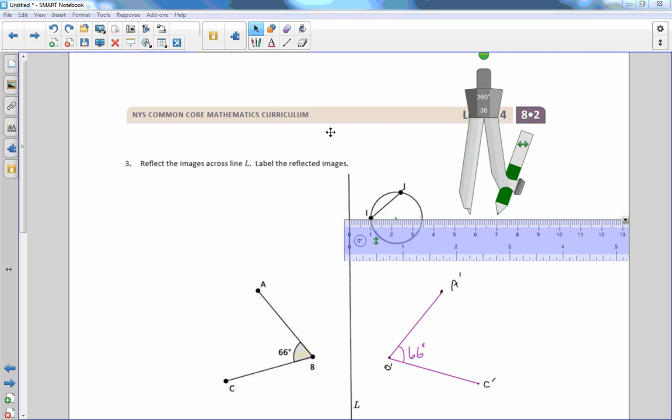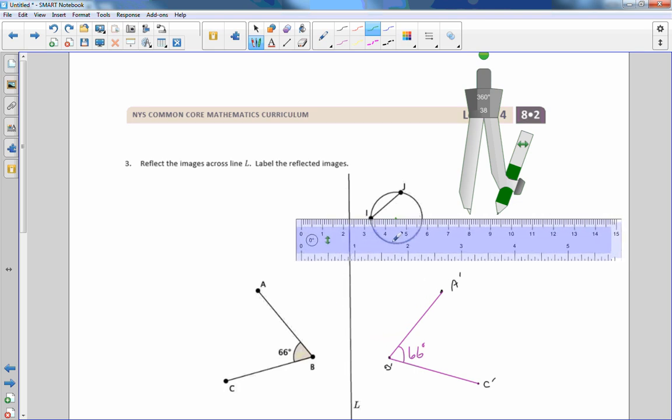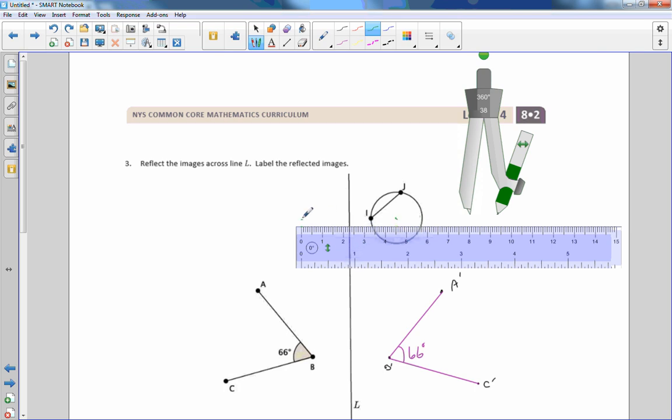Okay, so here's what I've done. I found approximately the center, which is right here, and it looks like it is approximately 22 and a half millimeters from the line L. So I'm going to move this over until I get to about 22 and a half, which is approximately there. And I'm going to put a dot here. So my center is going to get moved from there to there.